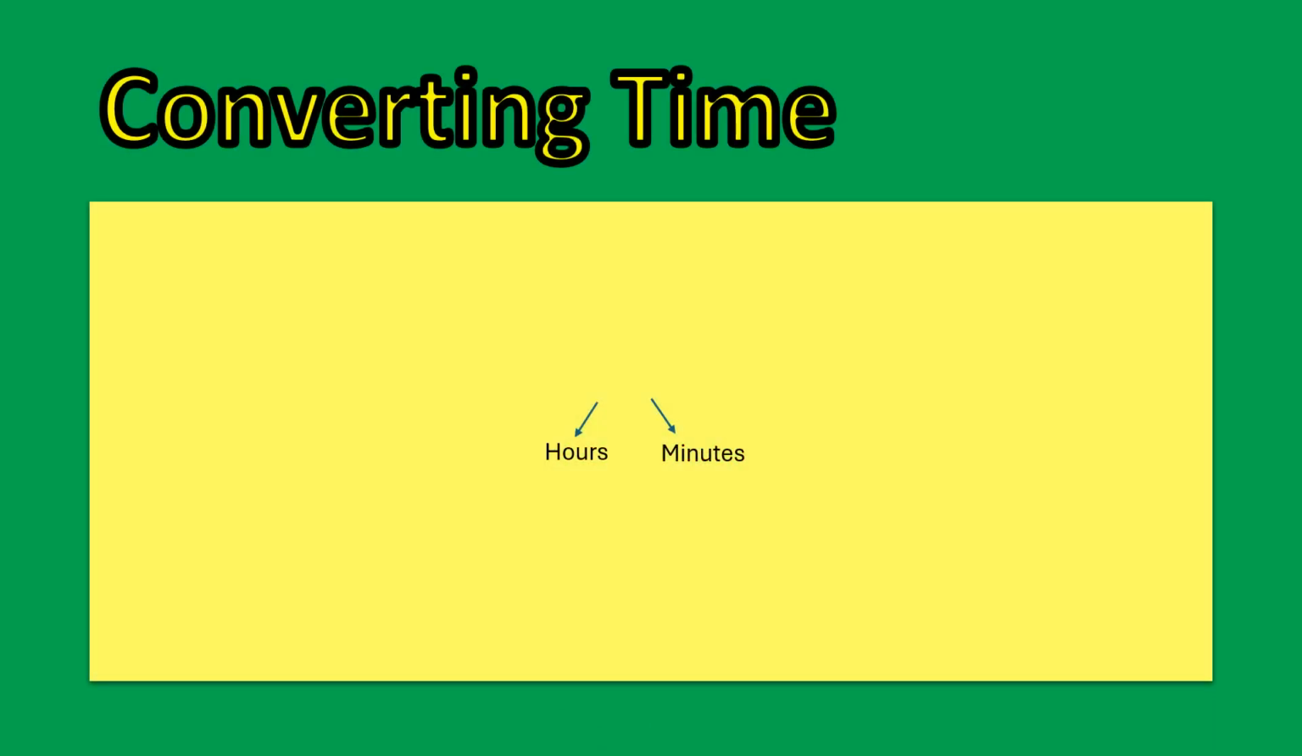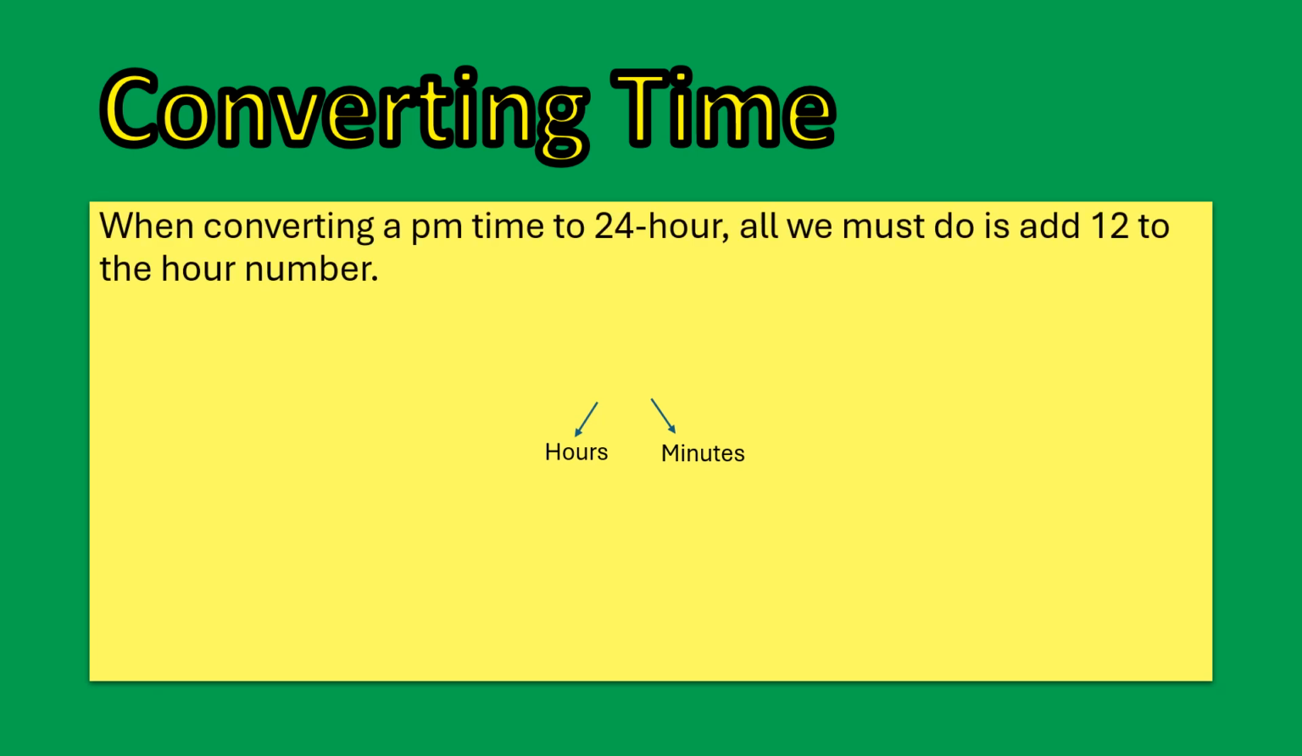We can also convert a PM time to 24-hour. All we must do is add 12 to the hour number. So our example for this one is going to be 6:35 PM. So the 6 is our hours and the 35 is our minutes.